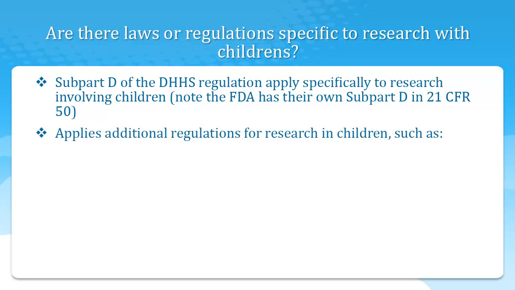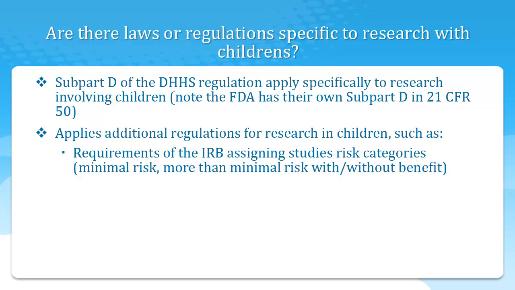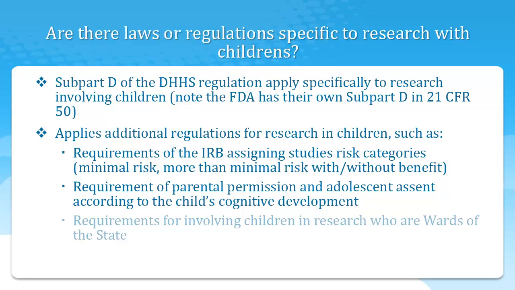One example of the additional protection that each Subpart D requires for research with children is assigning a risk category to research studies. The risk categories include minimal risk studies, or those that involve no more risk than encountered in everyday life, and greater than minimal risk studies that may include a prospect of direct benefit. Studies that are greater than minimal risk without the prospect of a direct benefit require signatures from both parents.